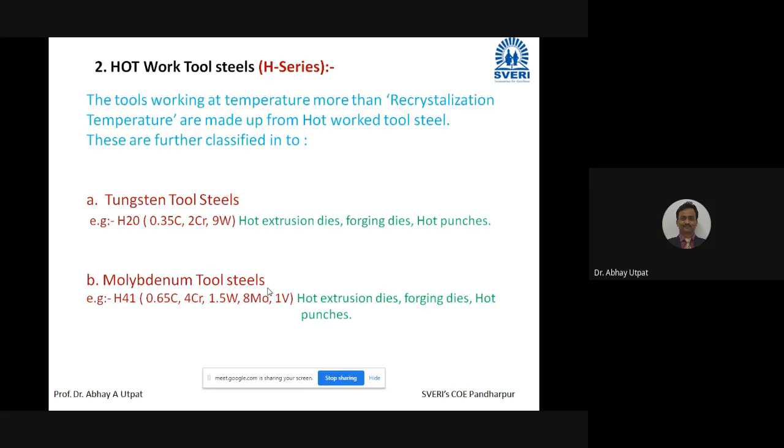1 to 25 may be tungsten type, 26 to 50 may be molybdenum type. Accordingly, the range is given in the steel handbooks. So 0.35 carbon, 2% chromium, 9% tungsten. And you see in the molybdenum type, the tungsten quantity is reduced and the molybdenum quantity is added for saving the cost. Purpose is the same. So this is hot work tool steel. The difference between hot work and cold work is that hot work tool steel is used for working temperature more than the recrystallization temperature, and cold work tool steels are used for working temperature less than the recrystallization temperature.